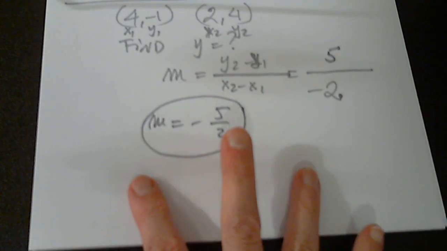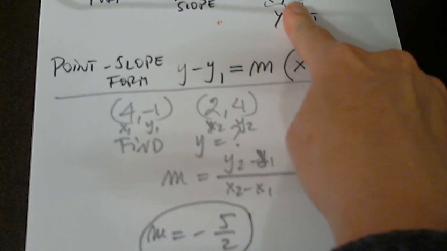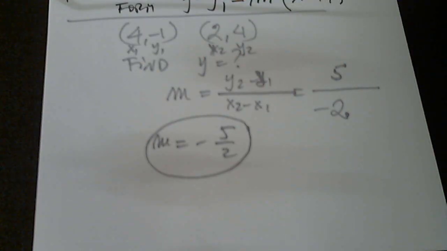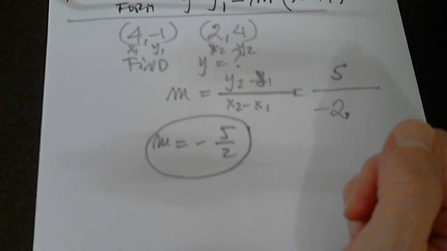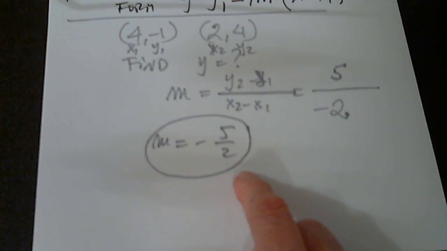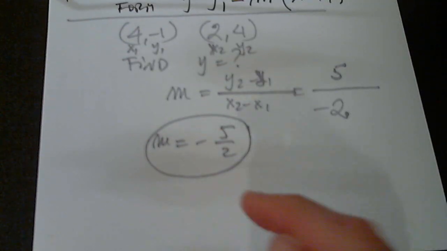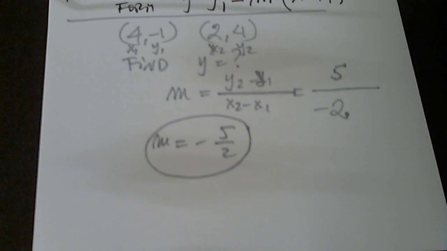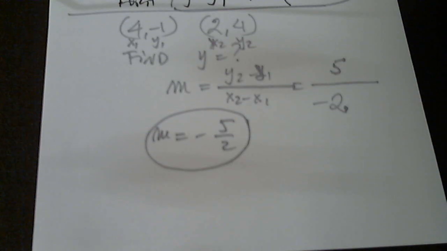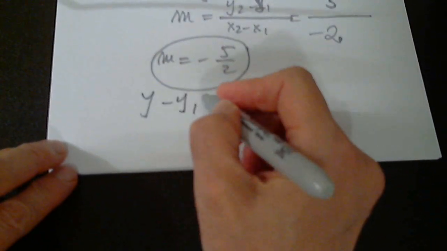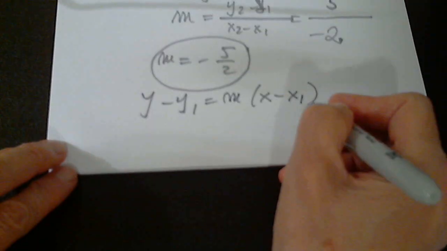Okay. None of these points is 0, comma a number. I cannot use this, but I can use this with any point that you want. It doesn't matter. If you use this, you'll get the same equation, because you used both to determine the slope. It doesn't matter which one you pick, but you have to pick one. So, which one would you like to pick? And then we have to use this equation. So y minus y1 equals the slope times x minus x1. Which point would you like to use? It doesn't matter.